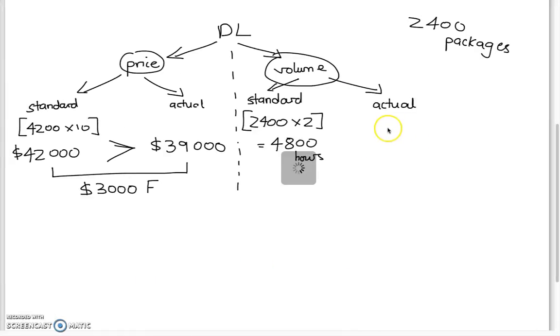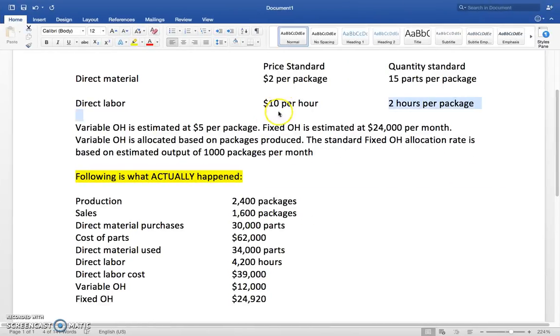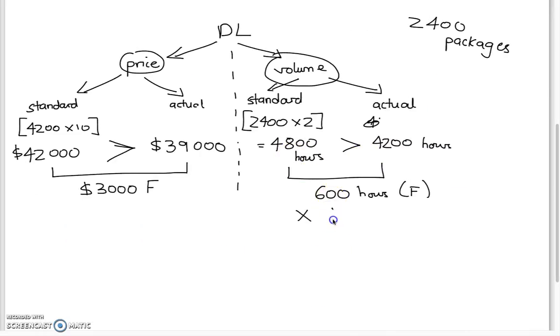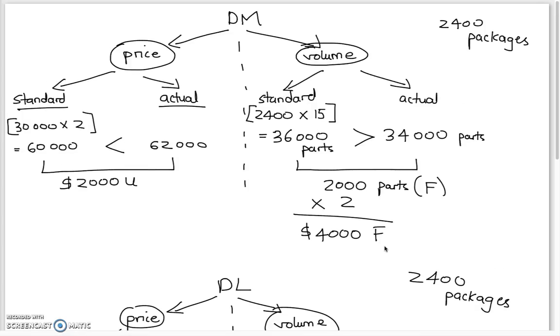But what I actually spent making those parts is direct labor is 4,200 hours, right? So I'm just going to copy it here. 4,200 hours is what I actually spent on those packages. So 4,200 hours and 4,800 hours, compare the two. My actual, since it is less than my standard, that is a favorable situation. So that's 600 hours favorable. And then again, I need it in dollar terms, so I'm going to multiply by my standard price, which is 10, and that comes out to $6,000 favorable.